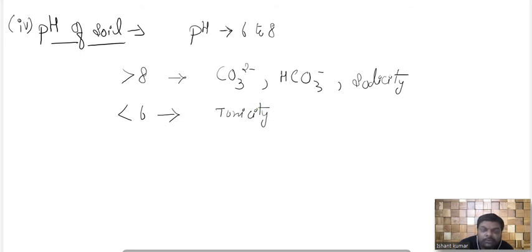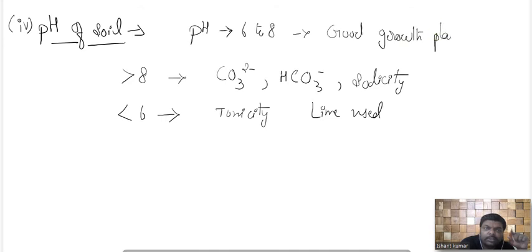We can make the soil closer to the basic level by using some chemicals. For acidic conditions, lime is used with the soil to maintain the pH and to have good growth. Between the pH value of 6 to 8, good growth of plants will be obtained. But if the pH is above 8 or below 6, toxicity or different kinds of nutrient deficiencies will be seen.